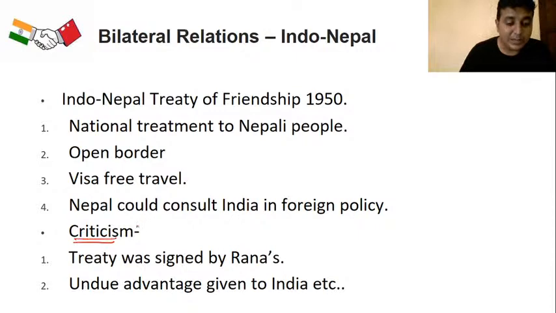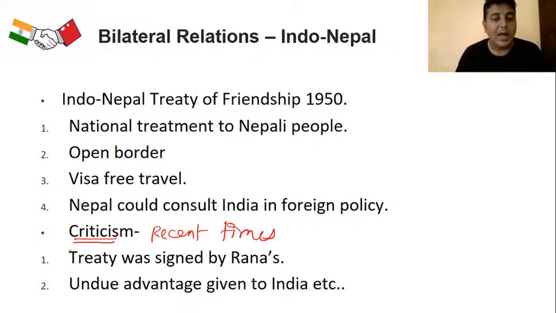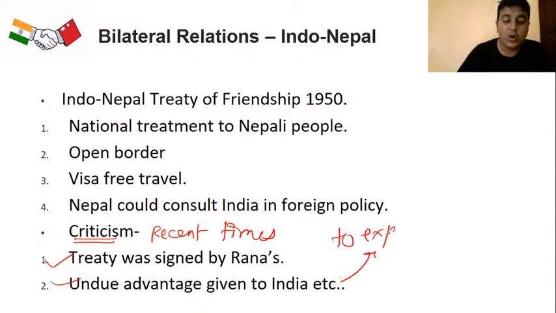Now, in recent times, there is a criticism. And what is this criticism? Nepalis say that this treaty was signed by the Ranas, because the Ranas were the prime ministers at that time, so it is not applicable to us. And the second thing is that this treaty gives undue advantage to India rather than Nepal. In other words, this treaty provided the opportunity to India to exploit Nepal.